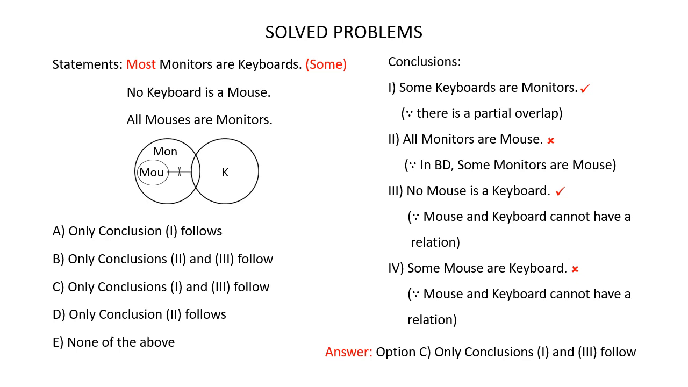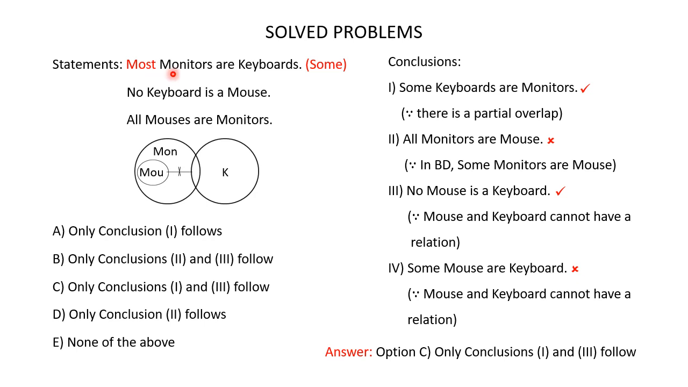In this question, you're given 3 statements and 4 conclusions. Let's find out which of these conclusions follow from the logic given in these statements. To do that, first we have to draw a Venn diagram for these statements. Now the statements are most monitors are keyboards. No keyboard is a mouse. All mouses are monitors. Now let's draw a Venn diagram for these statements.